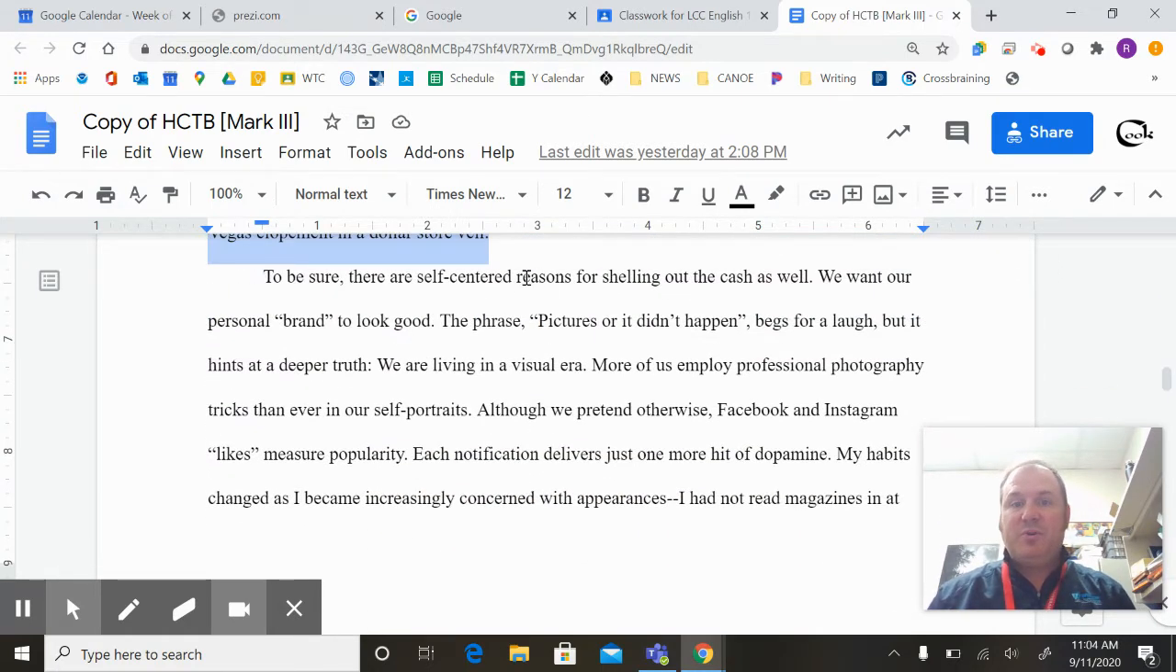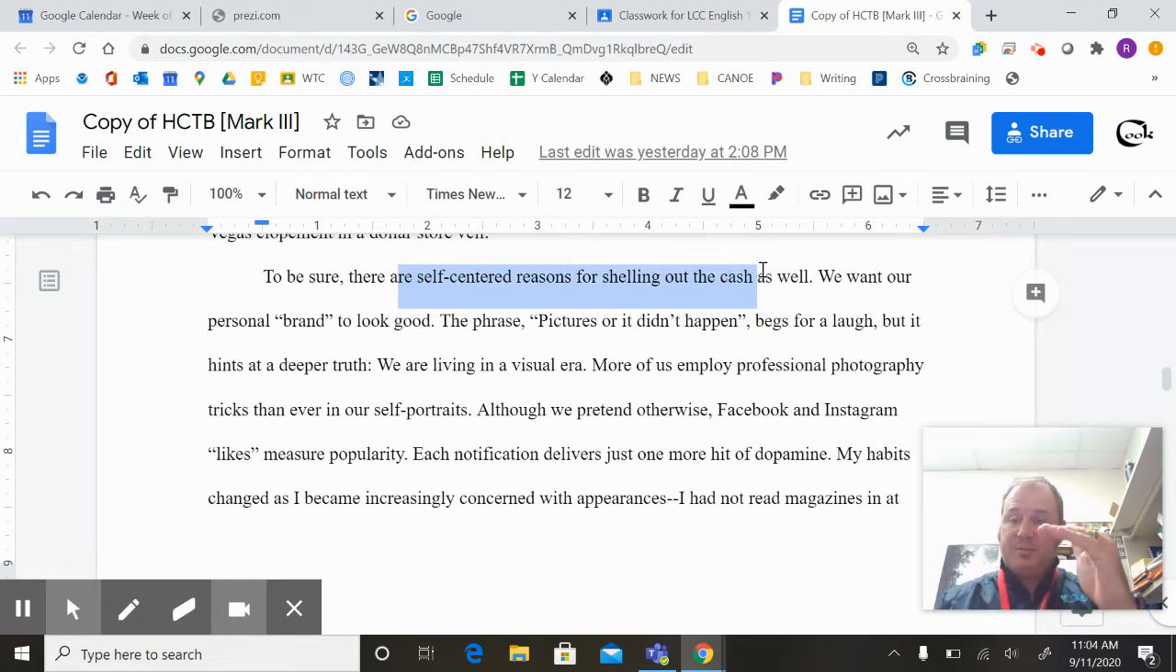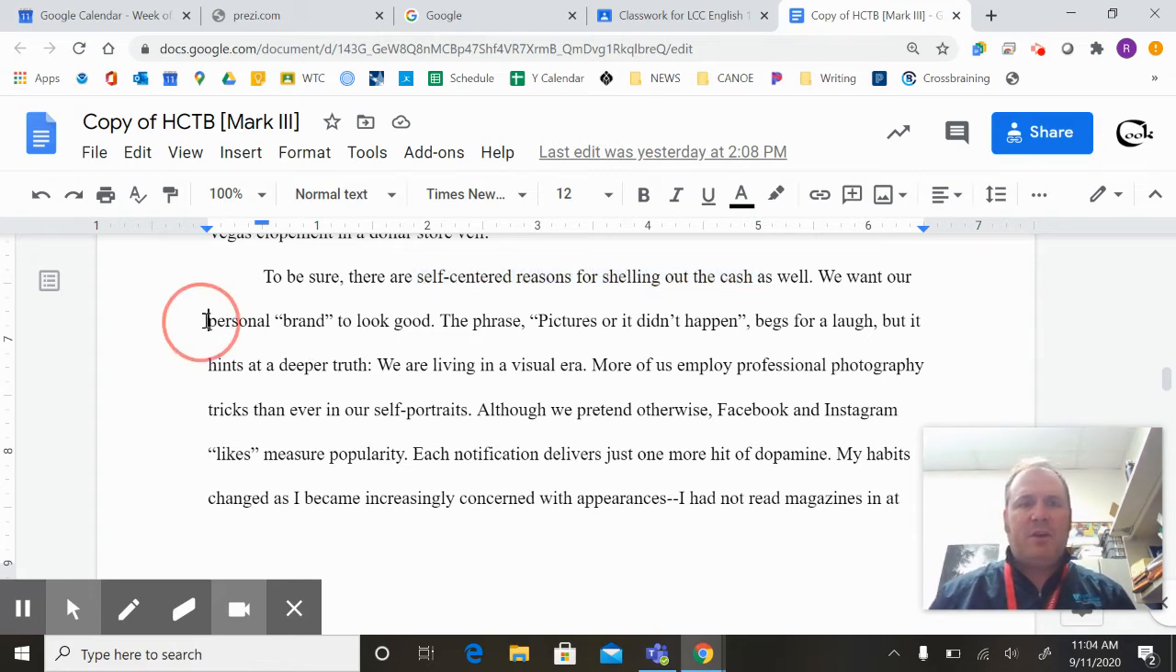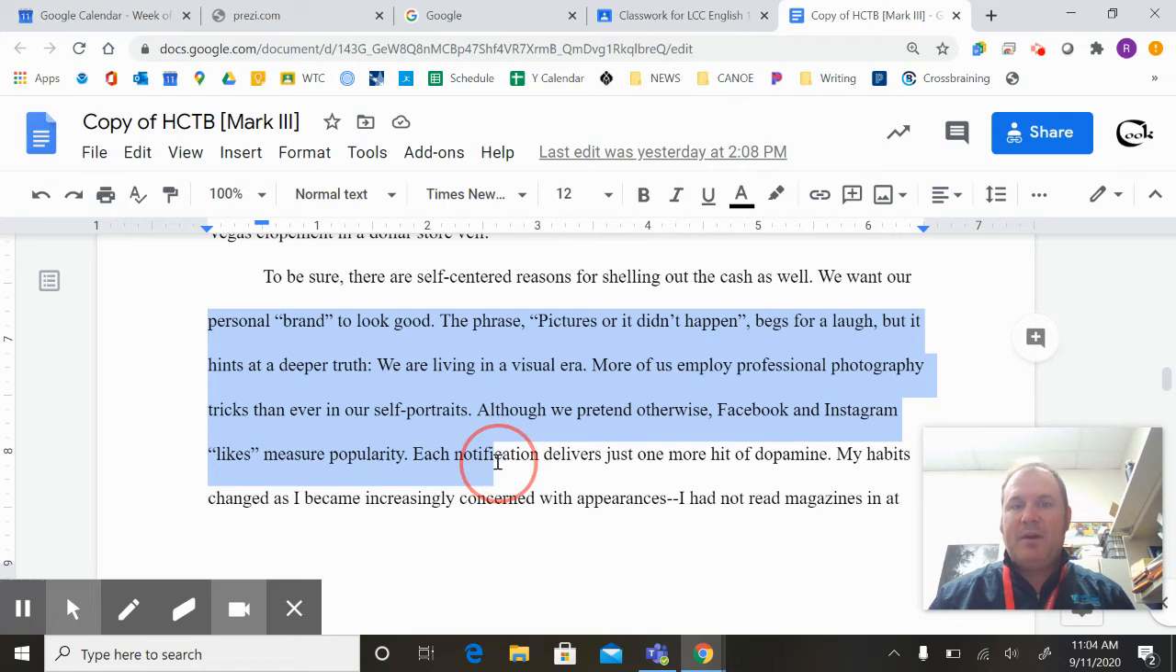She goes into self-centered reasons for shelling out cash. So she changes paragraphs because she's going into a new reason. This paragraph is quite good because the new emphasis on our personal brand to look good and our emphasis on social media creates more pressure to have a big wedding.